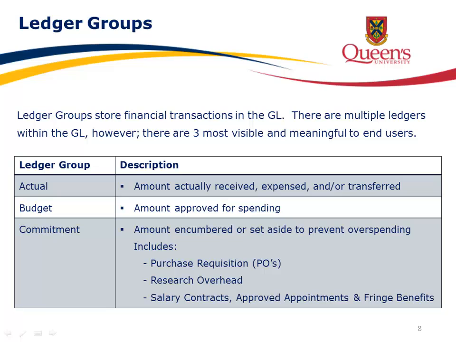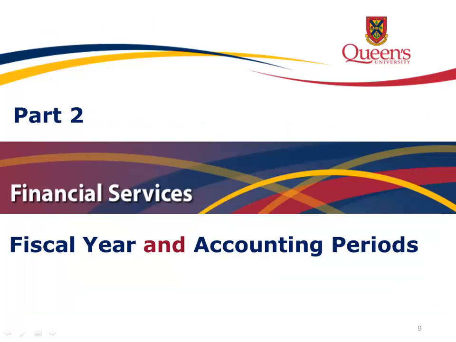Commitment activity includes purchase requisitions that transition to purchase orders, research overhead, and salary contracts and/or approved appointments and all related fringe benefits.